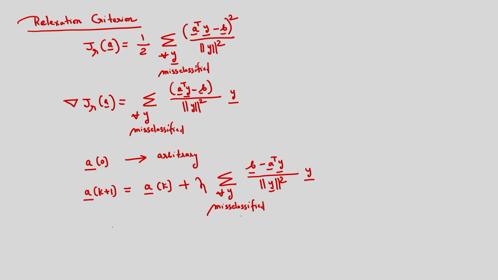So what are the misclassified samples? The samples which are misclassified by the weight vector a k. So y is the misclassified sample by the weight vector a k, and based on this I am getting the updated weight vector, a k plus 1. Now we are considering the sequential version of this algorithm, because the problem is the memory requirement.